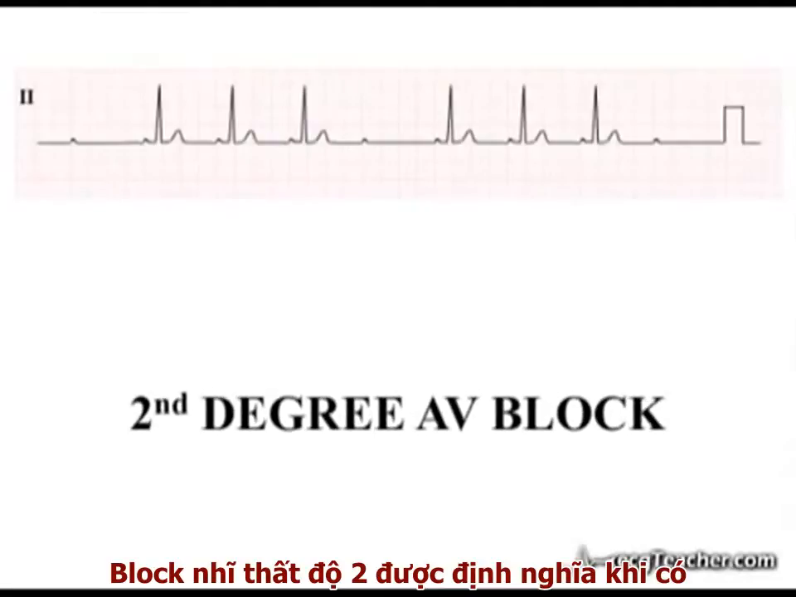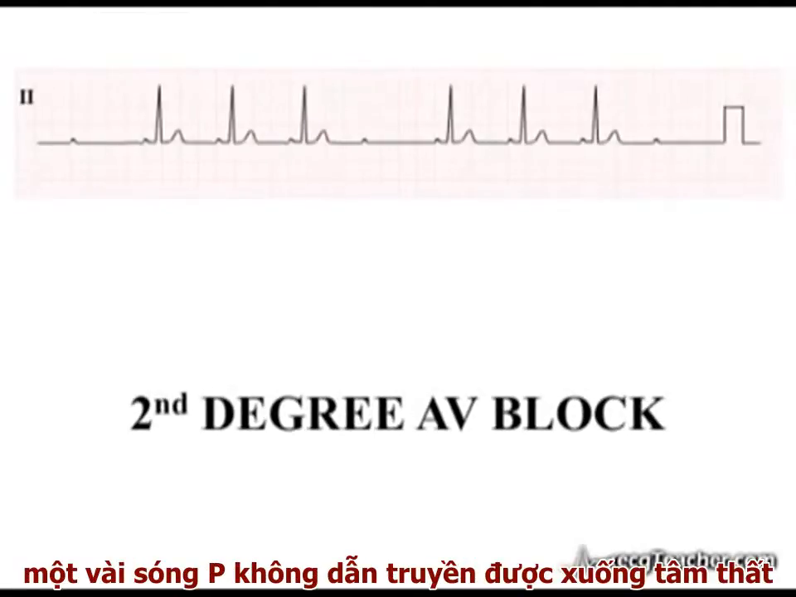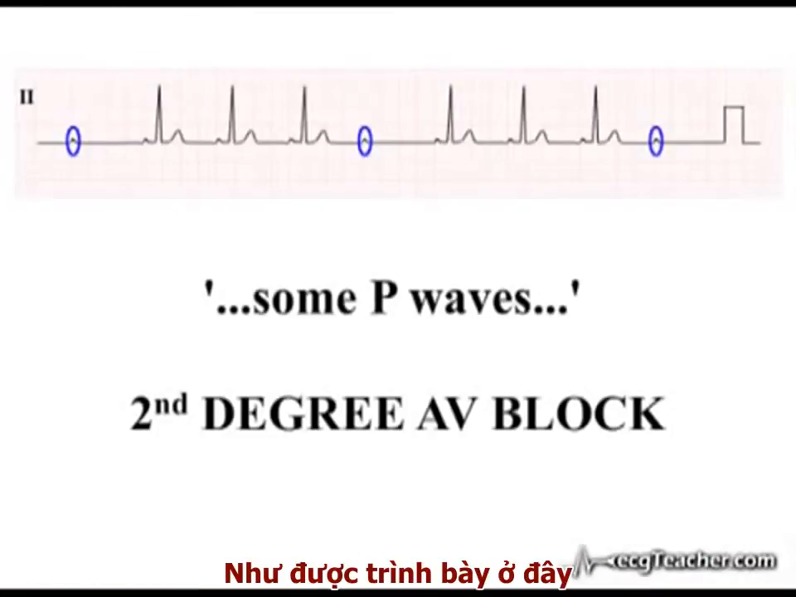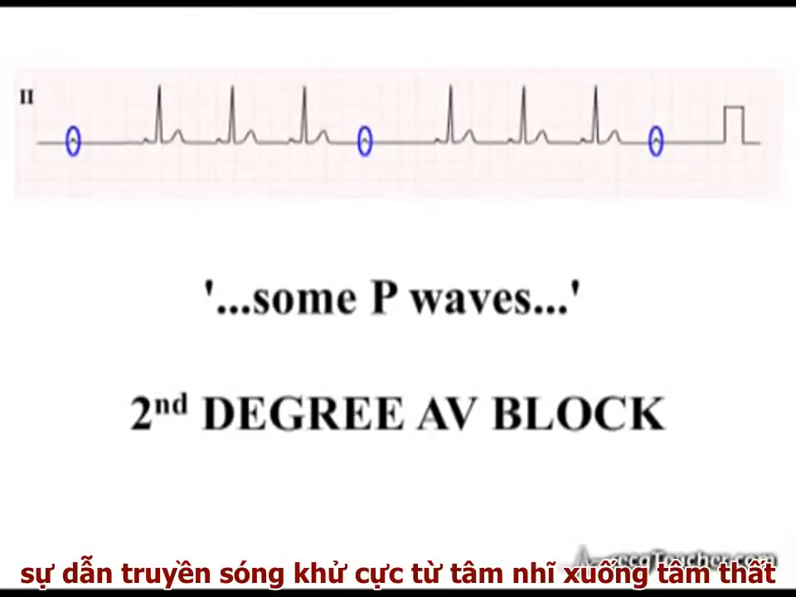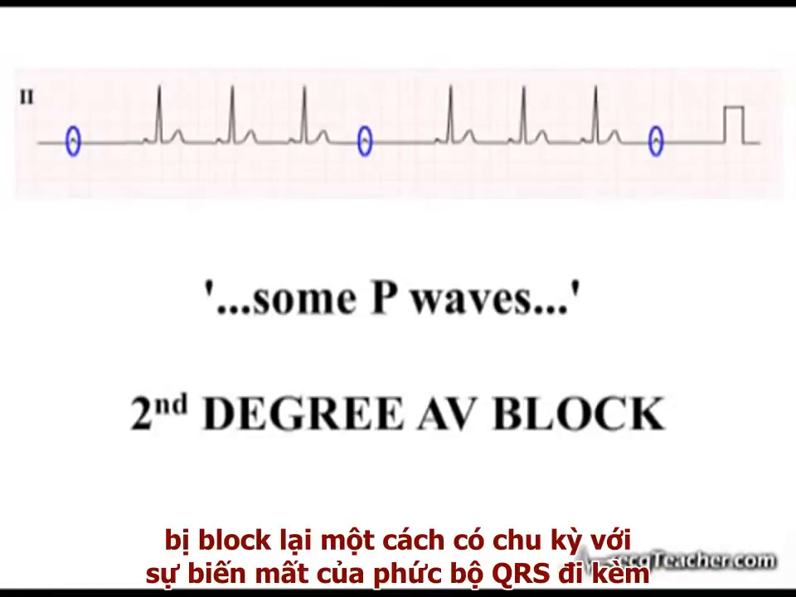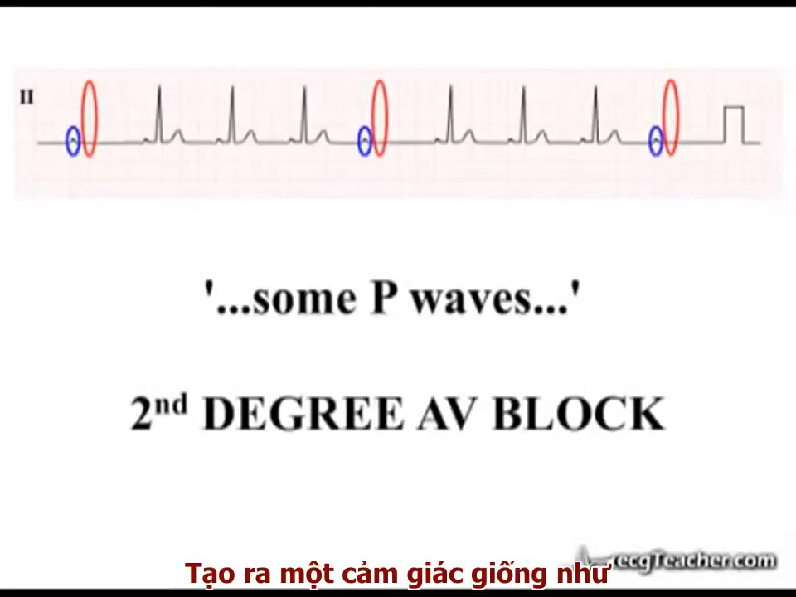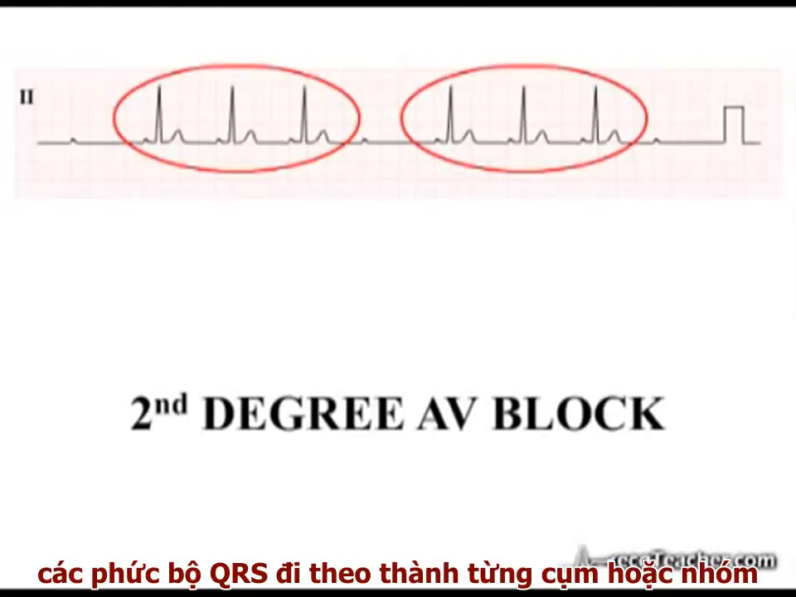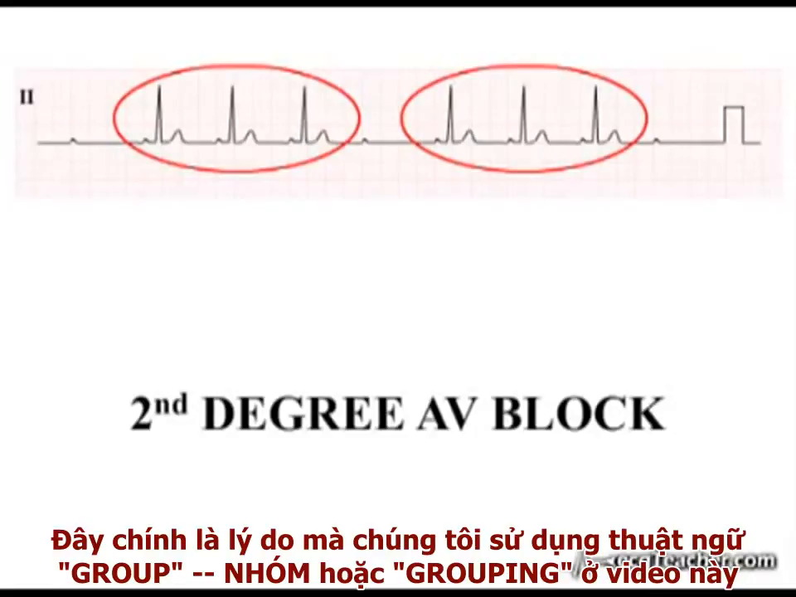Second degree AV block is defined by failure of conduction of some P waves into the ventricles. As shown here, the periodic failure of transmission of atrial depolarization into the ventricular muscle mass, with consequent absence of an associated QRS complex, creates a visual impression that the QRS complexes occur in clusters or groups. This is what we mean when we use the term group or groupings in this video.